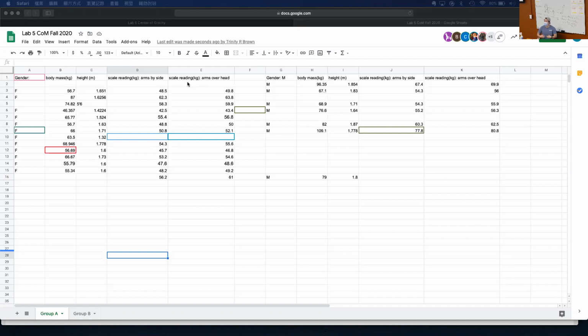Yeah, so your center of mass moves upwards, right? So the distance to the axis of rotation increases. So you're creating more torque, you're creating more moment, right? So the scale reading should increase to counter the increment.